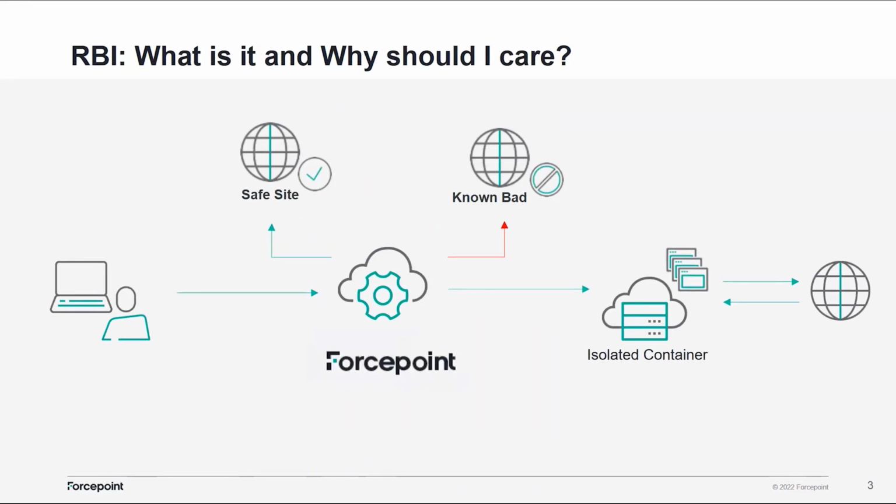So RBI, remote browser isolation. What is it and why should I care? Well, Forcepoint web security solutions actually provide really strong protection for web browsing by using content inspection to detect and block access to web pages containing malware. However, sometimes organizations still have to access web pages even if they're compromised. Now, this is where remote browser isolation technology, or RBI technology, comes in. It provides the ultimate in web security by taking a zero trust approach to web security.